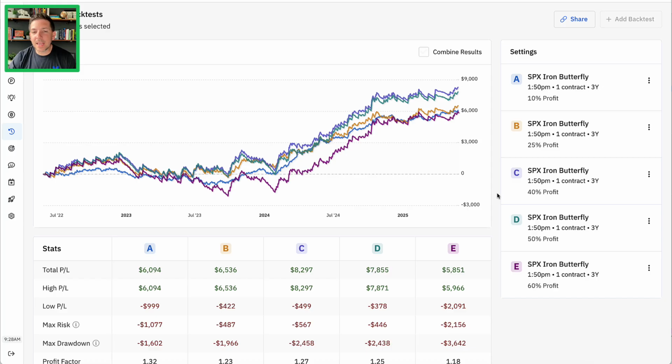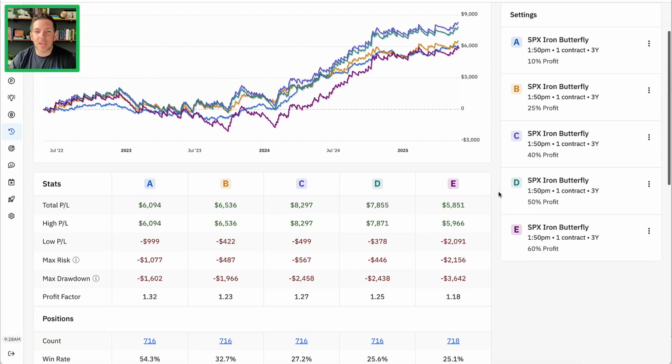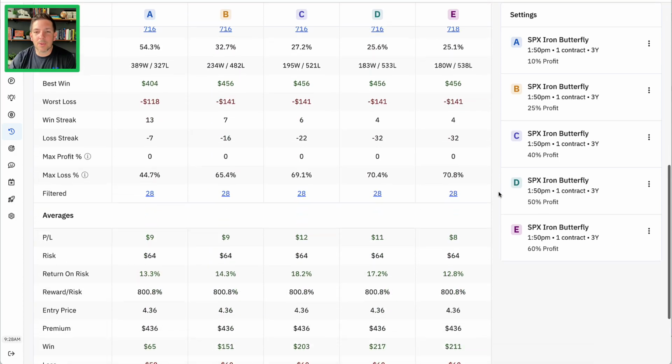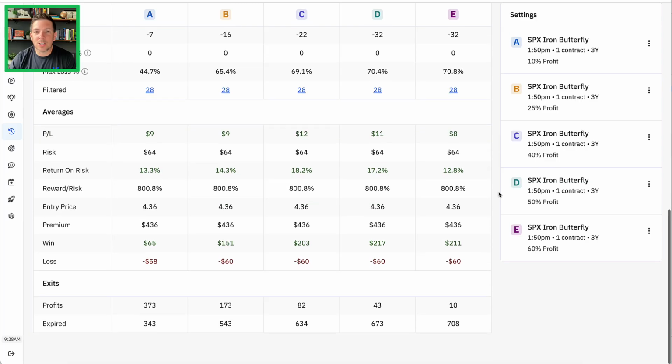So in this case, it looks like the best strategy for this scenario is strategy number C, which is going to be 40%. That was the best one, I think, in my opinion. So that's 40%. And I think that the return on risk was really good on this one. Your average P&L was about $12 on this one.